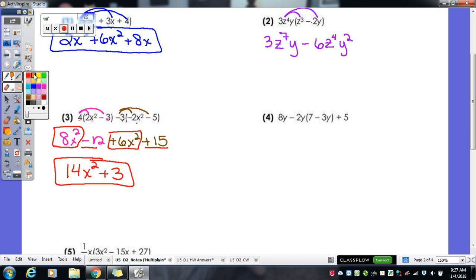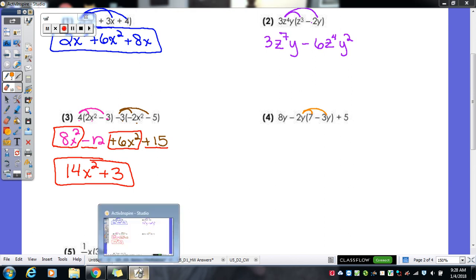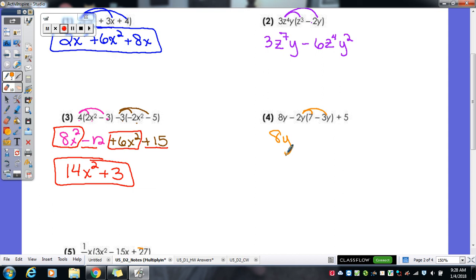So in number 4, what would we distribute through those parentheses? The negative 2y. Good. I have a lot of people who tell me you subtract those first, but you can't. This 2y is attached to the parentheses. So you have to distribute that through first, and then you can combine your like terms. So my 8y is going to stay as 8y. That's not going to change for right now.